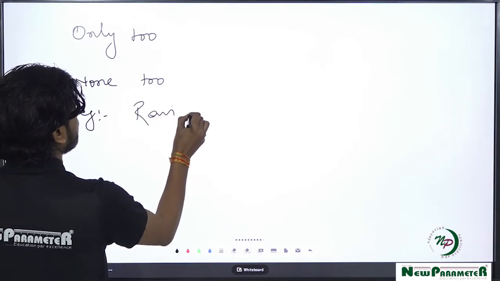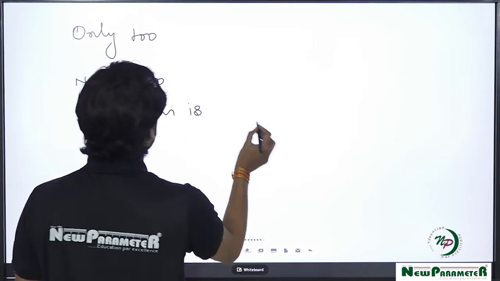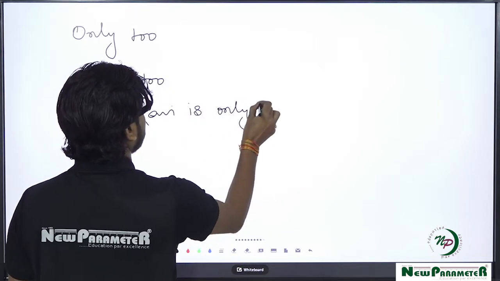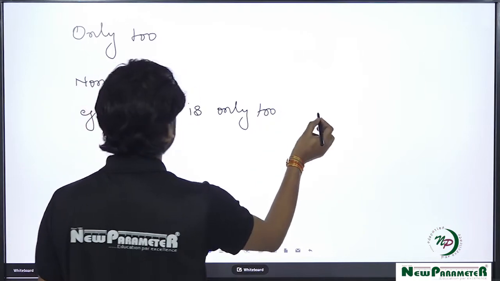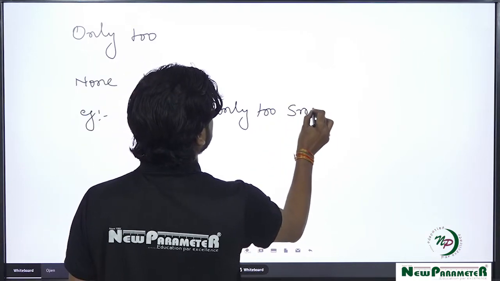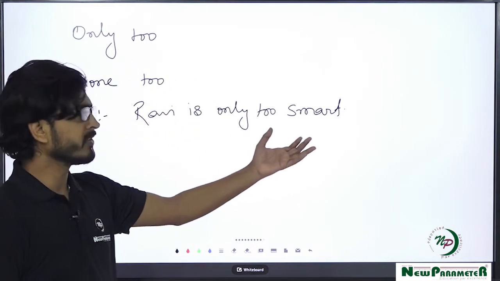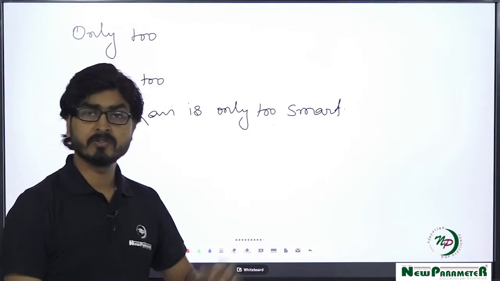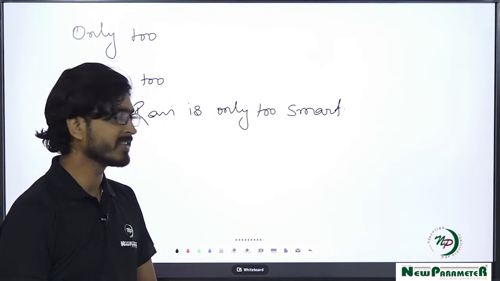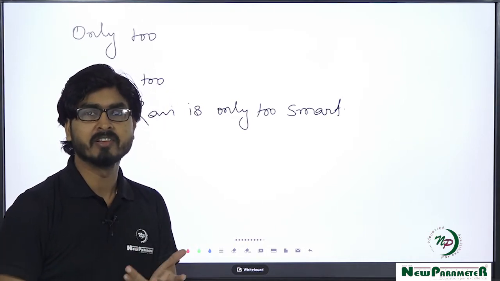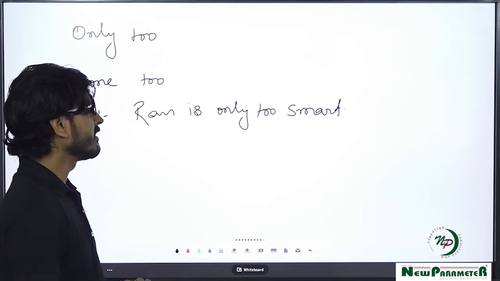Ravi is only too smart. Now it doesn't sound good. Ravi is only too smart, but we will not correct the sentence on the basis of sound, we can say. Ravi is only too smart.